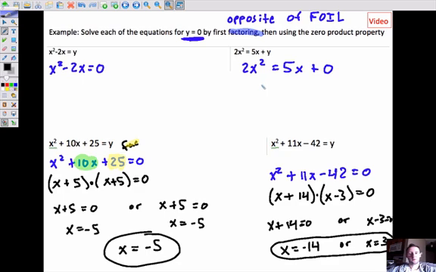Up to the top, there's going to be one little extra step here before we factor it. You know what? Actually, cross off this example. I don't even like that. We're not even going to do that.